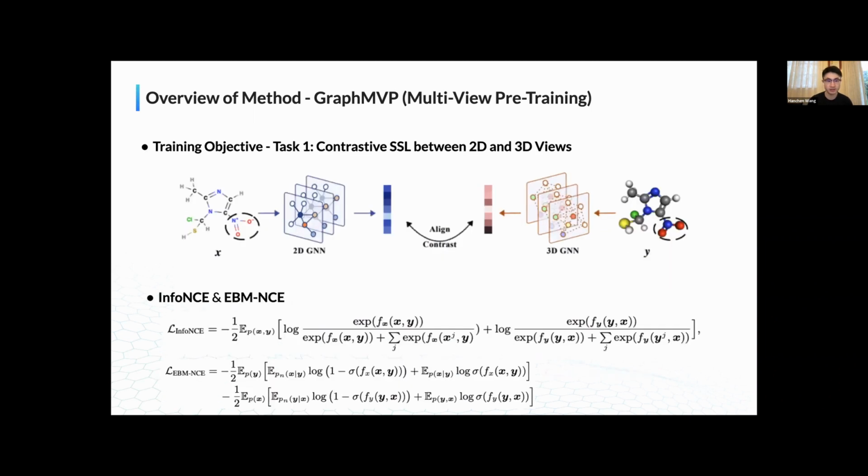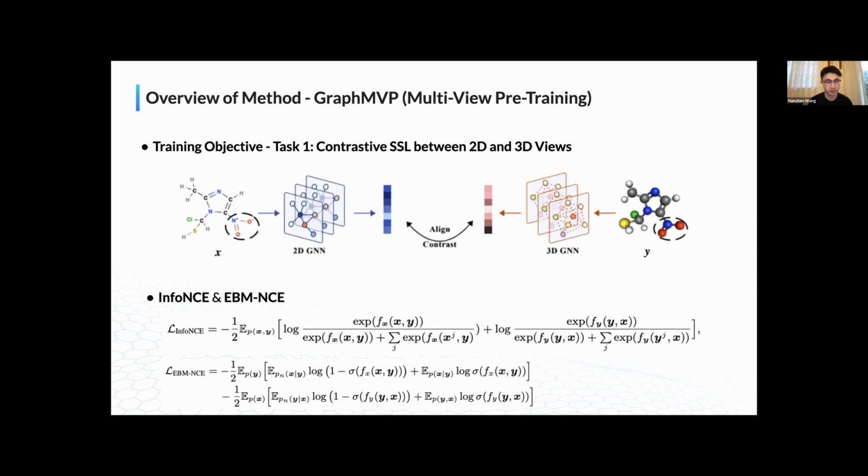And there are three parts to our training objective. The first part is called contrastive self-supervised learning between the 2D and 3D views of the molecules. The main idea of contrastive self-supervised learning is to first define the positive and negative pairs of views from an inter-data level, and then to align the positive pairs and contrast the negative pairs at the same time.